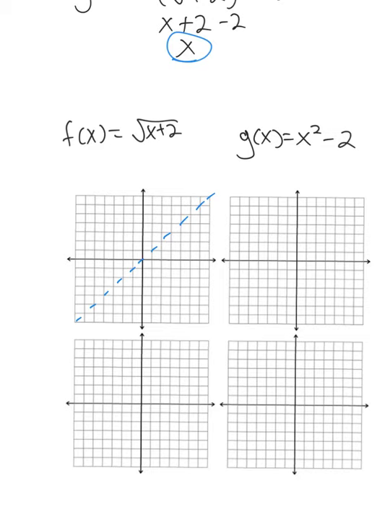So let's draw f of x first. I'll draw that in green. Say f of x equals the square root of x plus 2. The square root of x plus 2 kind of looks like a sideways parabola. However, since it is plus 2, that means we will be moving to the left 2. So we'll go over to the left 2, and it should look like a sideways parabola.